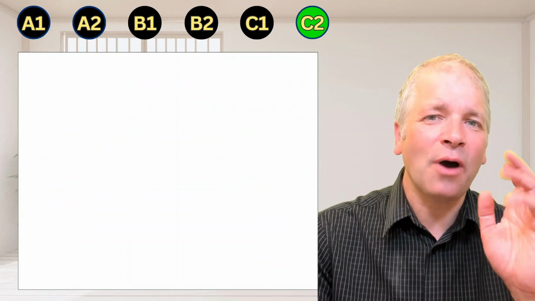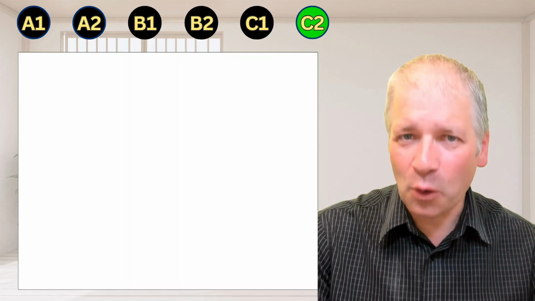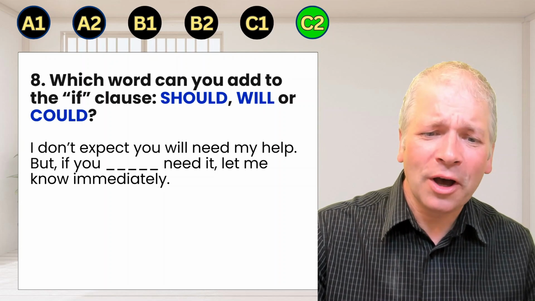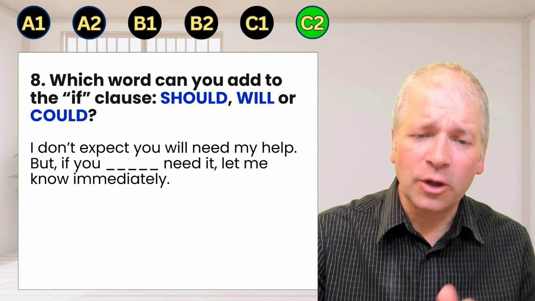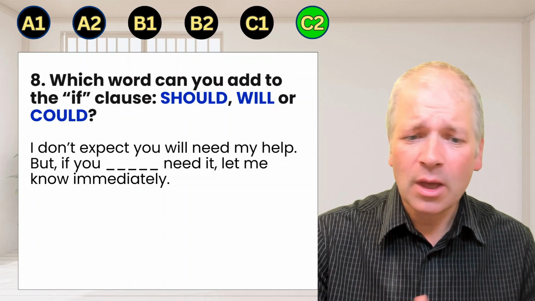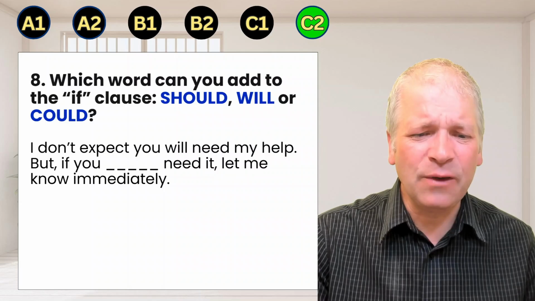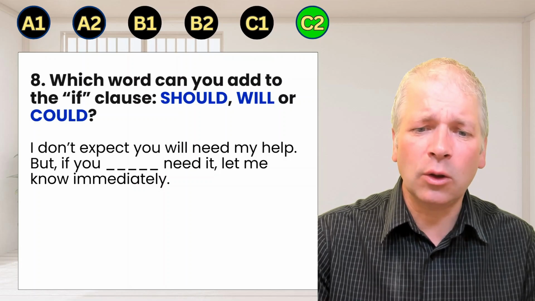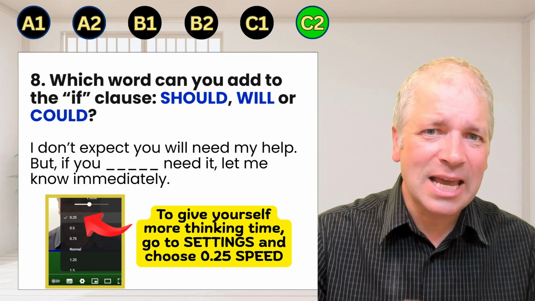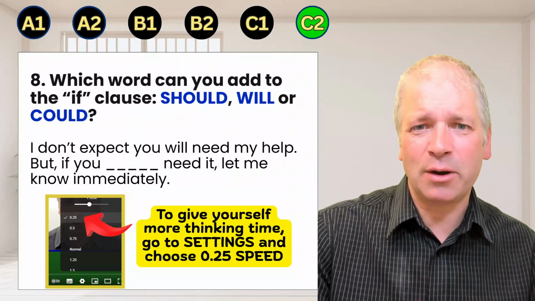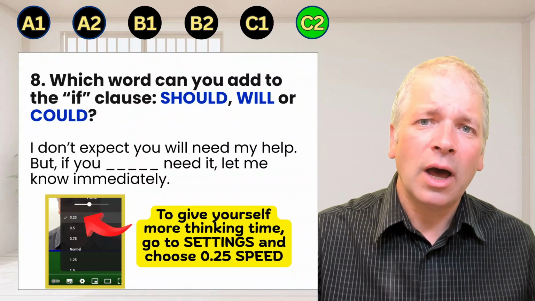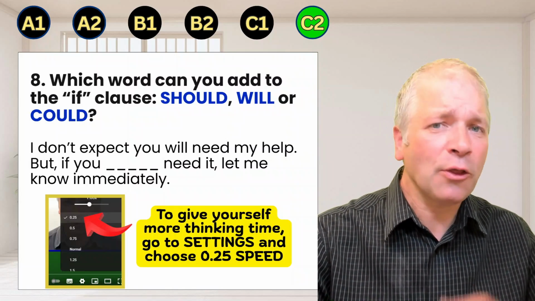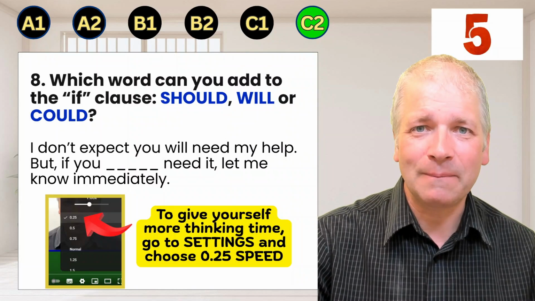Let's move on now to the hardest conditional rules of all, C2 level. Question 8. Which word can you add to the if clause below? Should, will, or could? I don't expect you will need my help, but if you need it, let me know immediately. Should, will, or could? Now, again, you may need more time to think because we're at a really advanced level. So slow down the speed of your video to 0.25 if you want to give yourself 20 seconds. But otherwise, here come your 5 seconds.